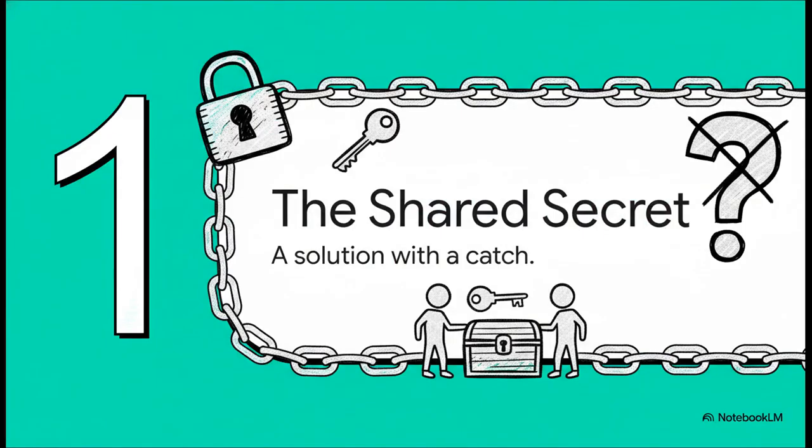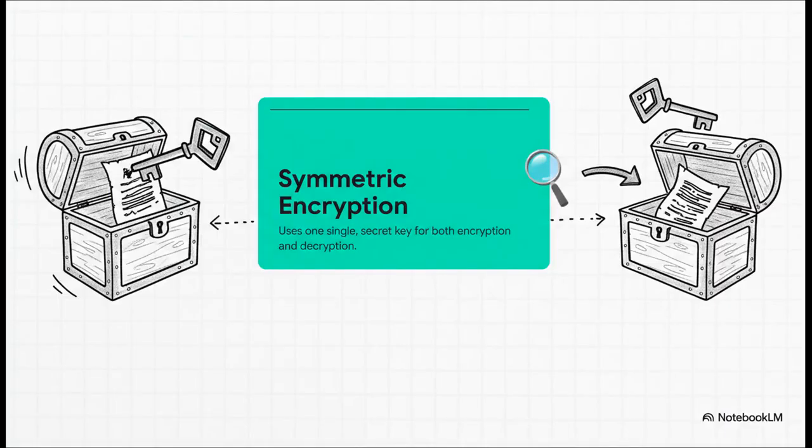Okay, so the first and most straightforward solution to this is something called symmetric encryption. The idea is really simple, but as we're about to see, it comes with a pretty big catch. The concept here is just beautifully simple. Imagine you have a box with a unique lock. You write your secret message, put it in the box, and you lock it up. Now, to read it, your friend needs the exact same key that you used to lock it. One key. It both locks and unlocks. That's symmetric encryption in a nutshell.